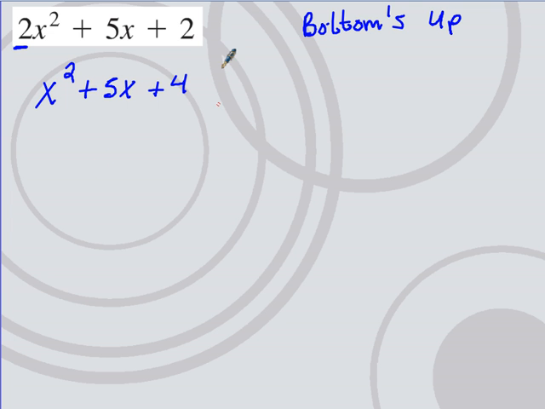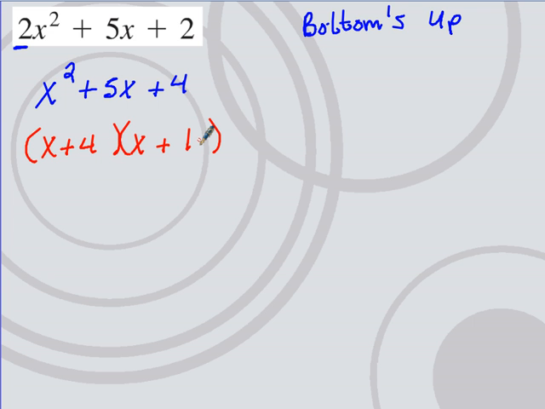Next step, factor this like we just did. Because I would much rather factor x squared plus 5x plus 4 than to factor this junk. Two sets of parentheses, x and x, multiplies to give me 4. Brett, what are those two numbers? Good, plus 4 and plus 1.